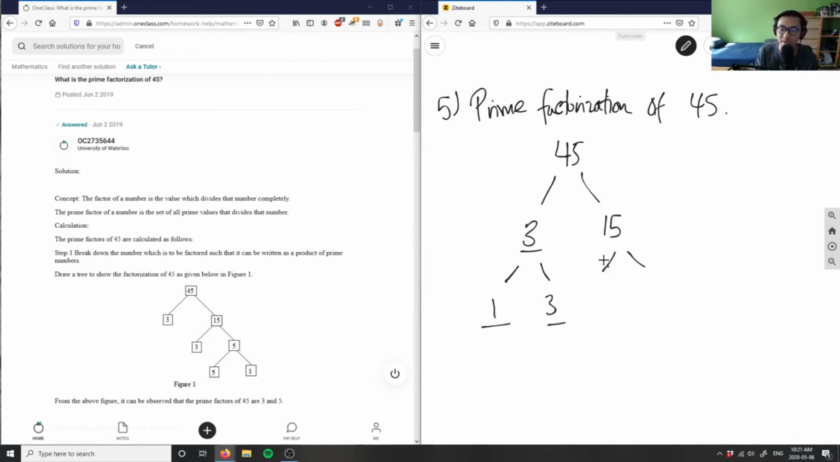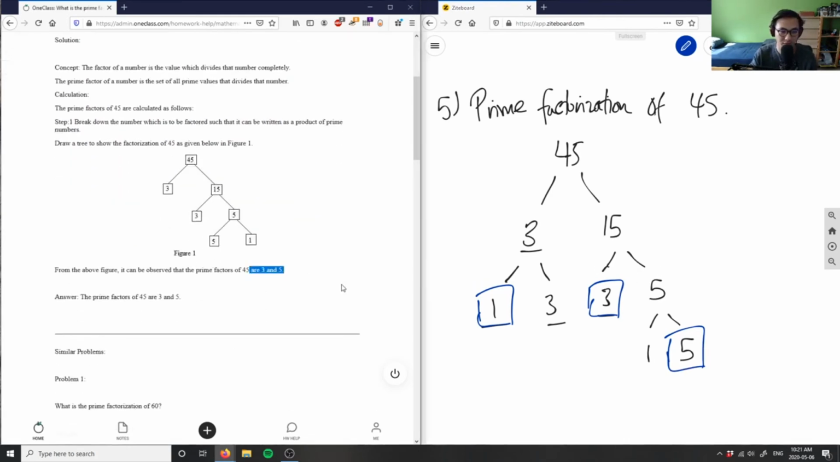I know that 3 times 5 is 15. Because this 3 is repeated, I don't really care. And 5 breaks into 1 and 5. So the prime factors of 45 are these numbers: I have a 1, a 3, and a 5. We don't usually count 1 as a prime factor, so we simply say that the prime factors of 45 are 3 and 5.